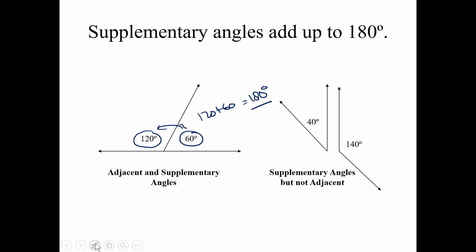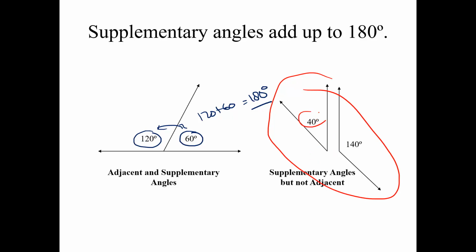Another example is when we see two angles which are not adjacent, like this one here and this one. But if we add these two angles up, it will be exactly 180 degrees. Then we can say that they are supplementary angles.